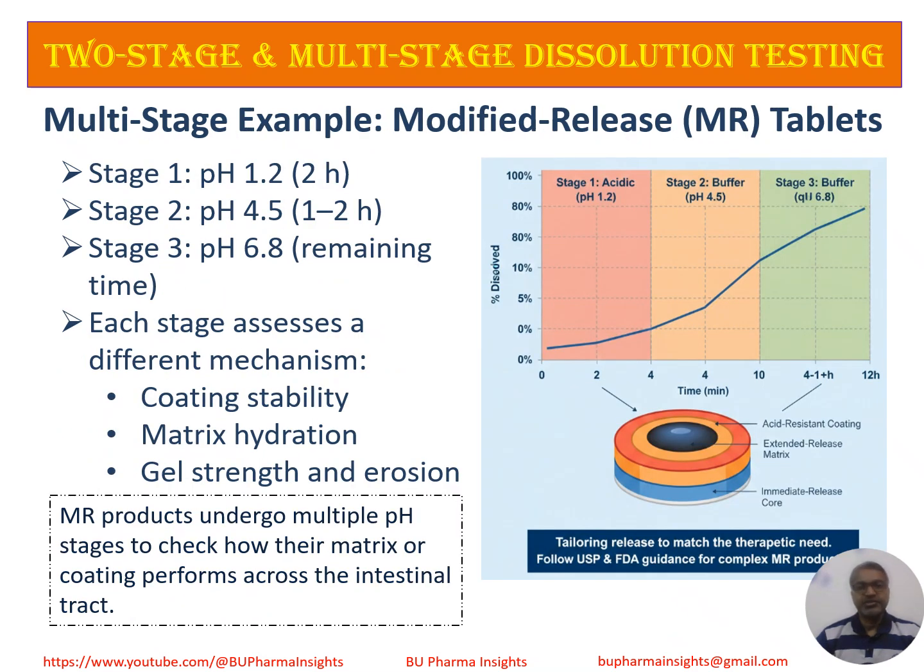In multi-stage dissolution testing, we aim to mimic human GI transit from the stomach to the duodenum, then to the jejunum, and finally ileum. For modified release products, this means exposing the dosage form to multiple pH stages to evaluate how the matrix or coating behaves across the intestinal tract. This approach helps confirm that the drug is released at the right place and at the right time.